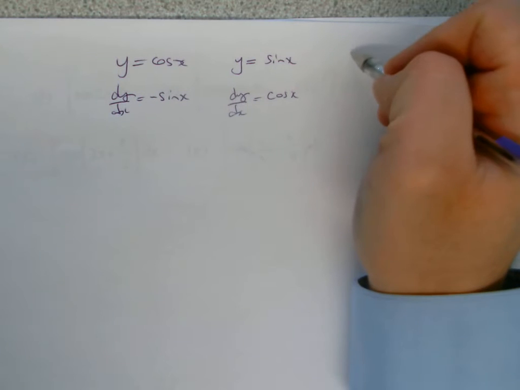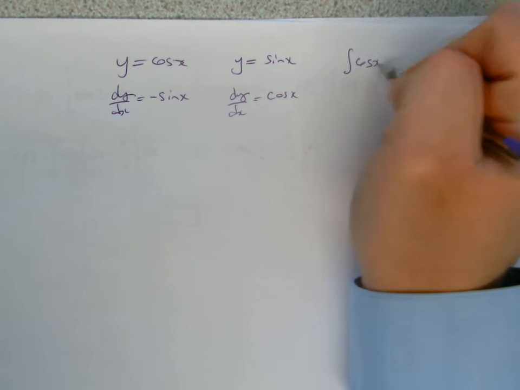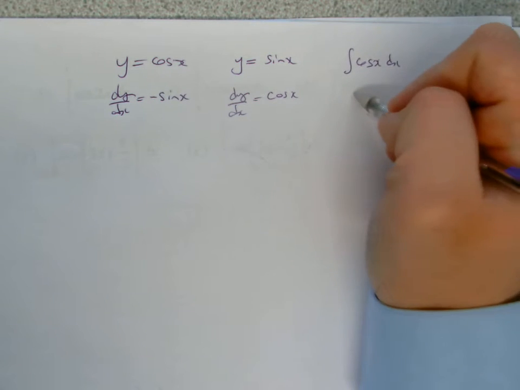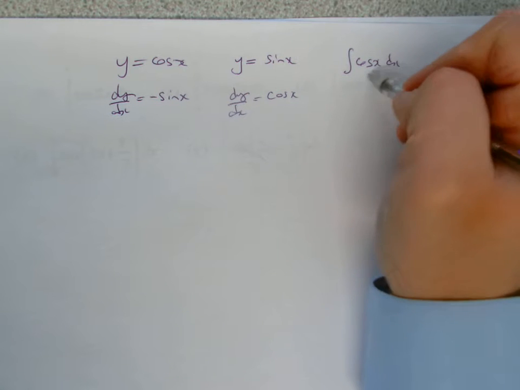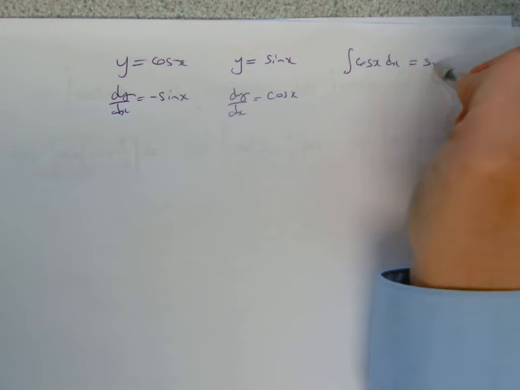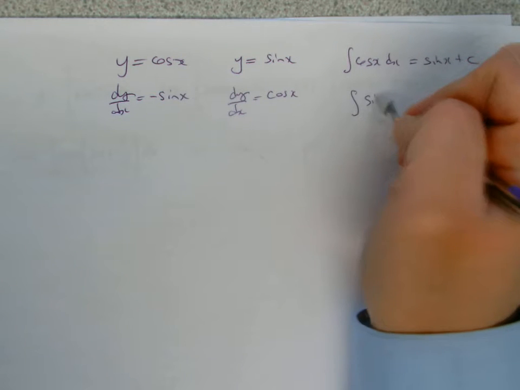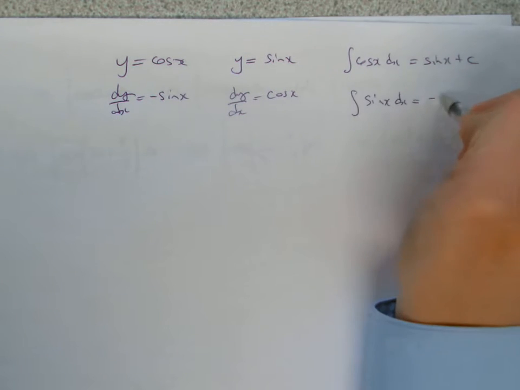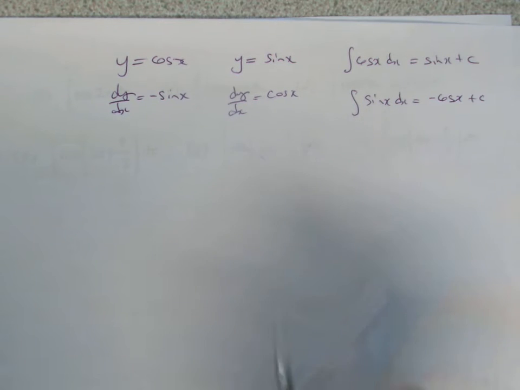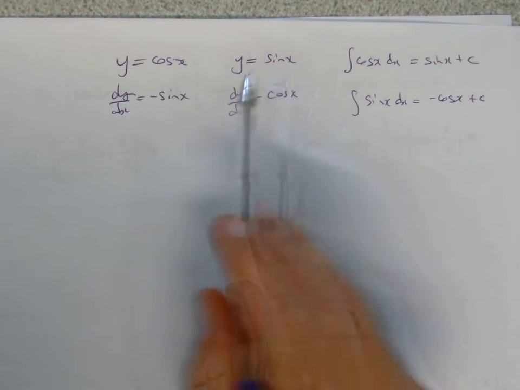Now, the kind of opposite process occurs when you integrate. So when you integrate cos x dx, you don't get minus sin x, you get just sin x, or plus sin x, plus c, of course. But then when you integrate sin x, you get minus cos x plus c. So the opposite sort of process occurs there.